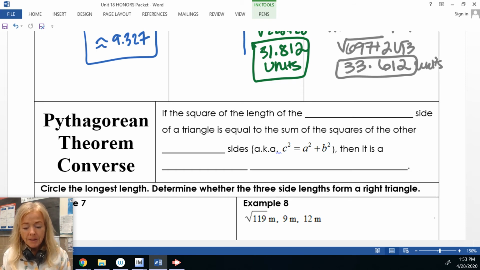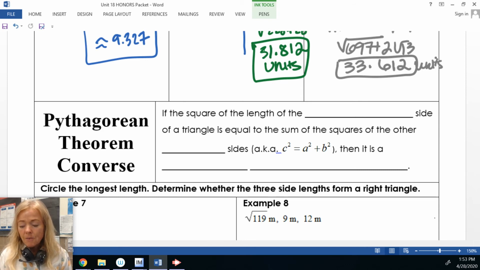Well, the Pythagorean theorem says if it's a right triangle, then a squared plus b squared equals c squared. The converse will say if a squared plus b squared equals c squared, then it is a right triangle. So if you don't know that it's a right triangle, you can test to see if it is a right triangle by using the Pythagorean converse theorem.